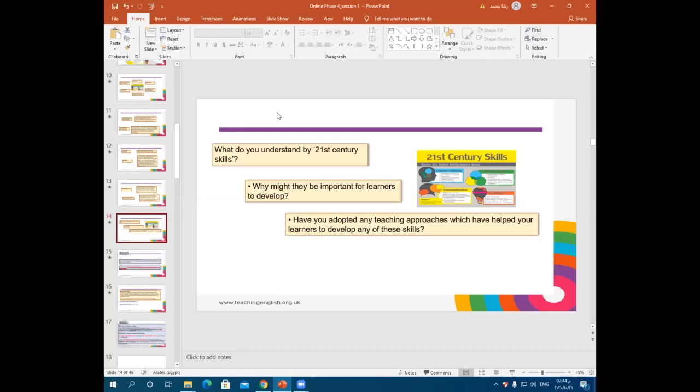So, who knows the first answer for the first question? What do you understand by the 21st century skills? And why might they be important for learners to develop? Can anyone answer the questions? I made two groups to answer the question. Okay, let me give you the answer.